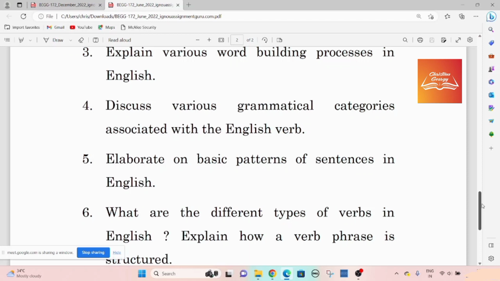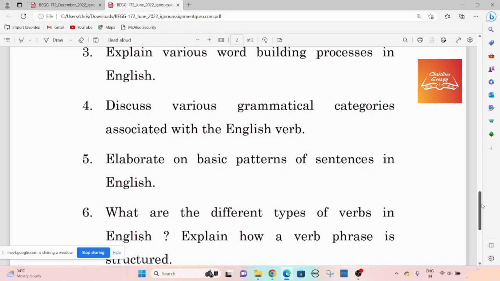Next question is also a very easy question. Question number 5. Elaborate on basic patterns of sentences in English. So this is a question from block 4, unit 1. Patterns of sentences would be under section 1.4. It's easy to study this. Please make sure that you prepare this one.